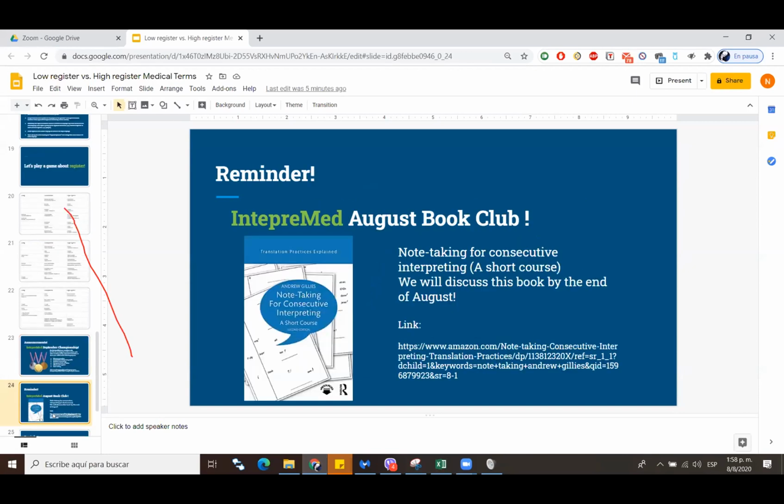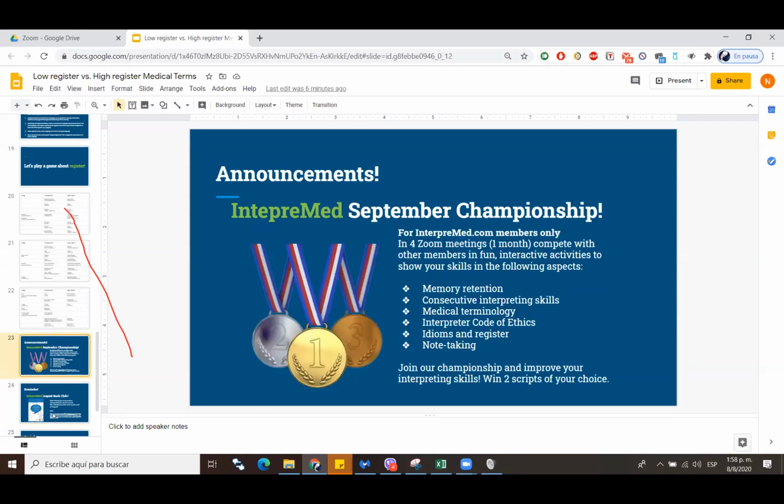Also, for the members who are in the group, I want to remind you that we have a book club, and we are reading Note Taking for Consecutive Interpreting by Andrew Gillis. Please finish it. At the end of August, we will discuss this book and make a presentation like this one with the most important points and the topics we found most interesting, and we will learn from that. Also, the championship is going to start in September, so you can get prepared, because it's going to be really competitive.